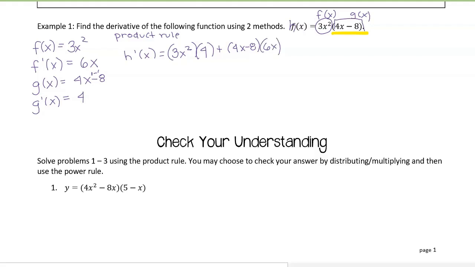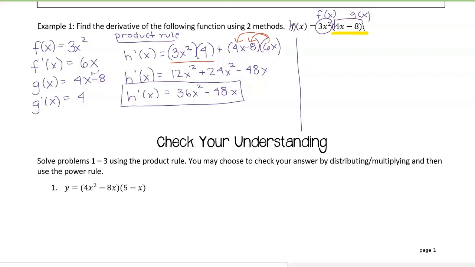Now I'm going to multiply these two together, so the 4 times 3, that'll be 12 out in front. Then on the second term here, I'm going to distribute the 6x to 4x and to the minus 8. So I have 12x squared plus 24x squared minus 48x. And then I'll combine some like terms to get 36x squared minus 48.